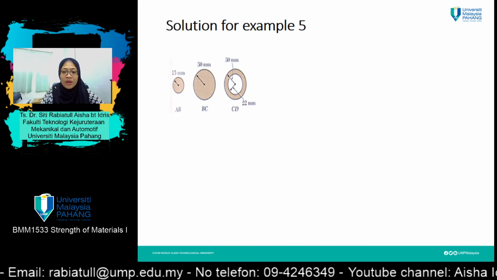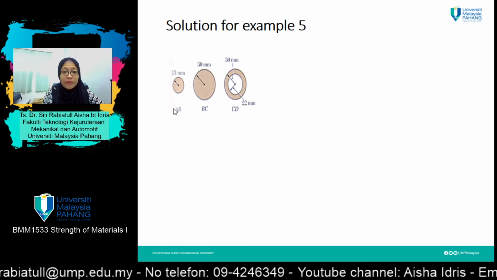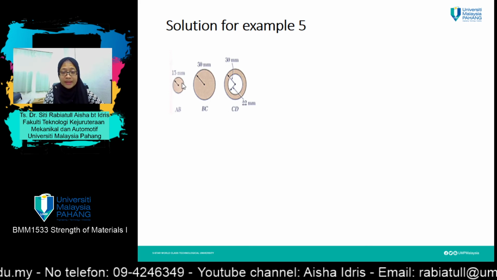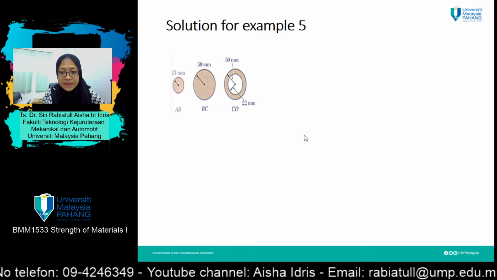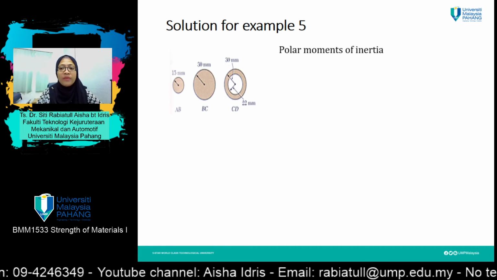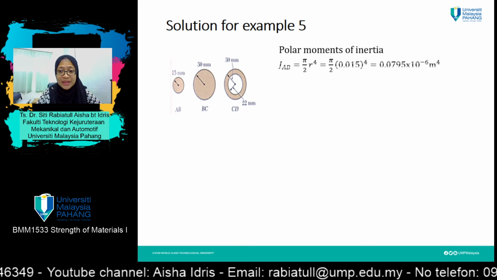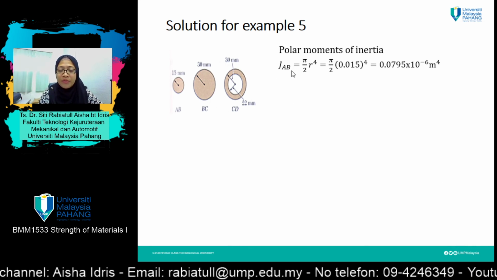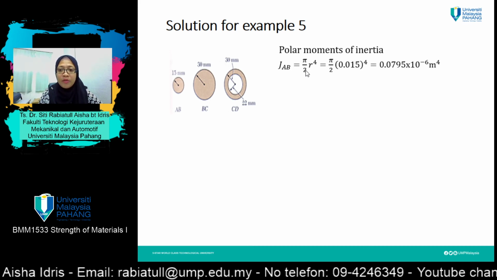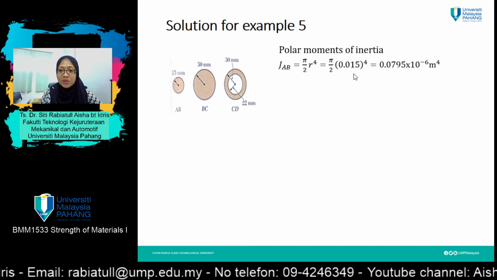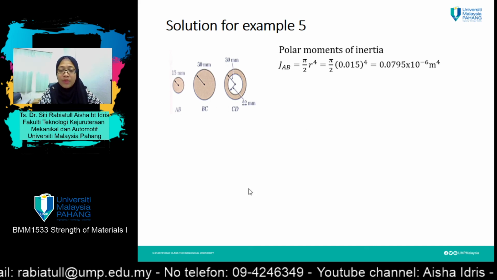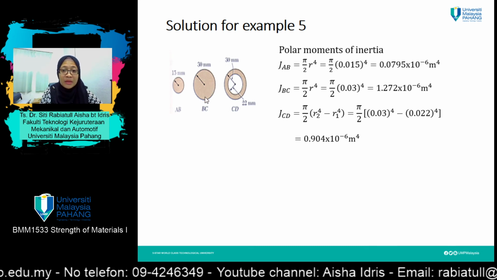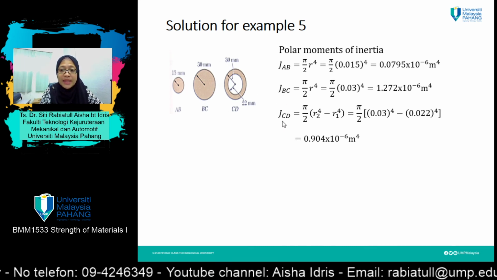For each section, the value of J is different, because this one is smaller in size even though it is solid, and therefore we need to find the polar moment of inertia J for each section. For example, J for shaft AB is pi over 2 r to the power of 4. Substituting the information into the formula, you get the value of J for AB. The same goes for the other shafts, J_BC and J_CD.